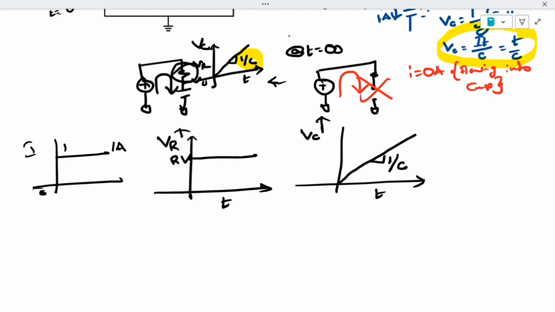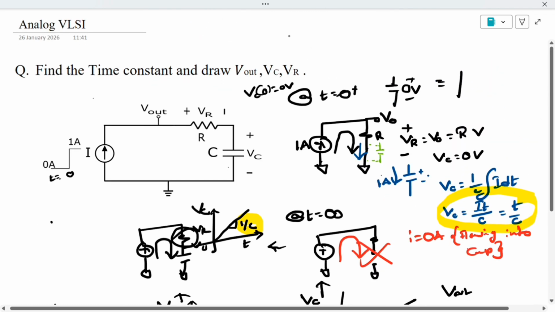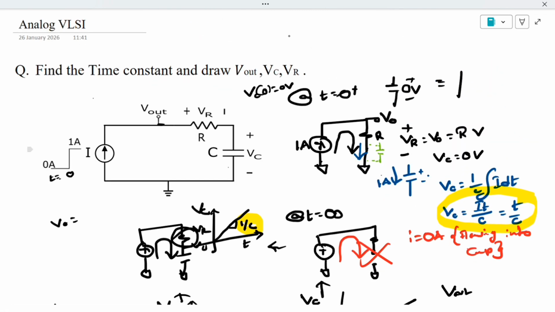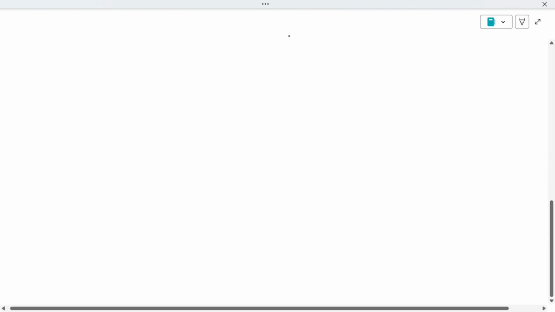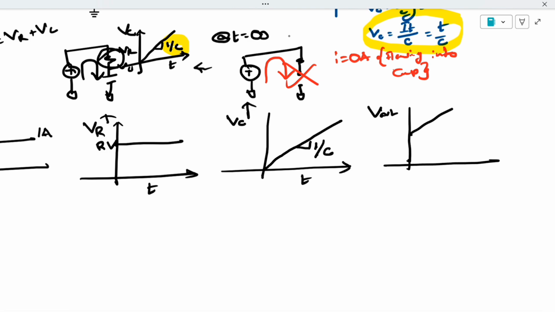Now what will be the V out? If you see here, V out is the voltage across this and this. So it will be VR plus VC. Just add these two graphs, and you will get V out starting from this R point, and it will keep on increasing. So it is R, and with a slope of 1 by C, it will keep on increasing.